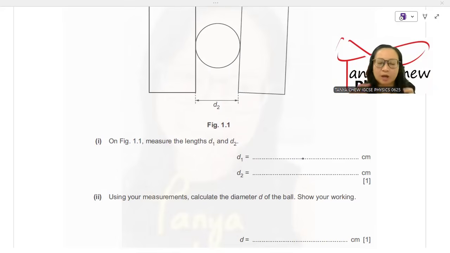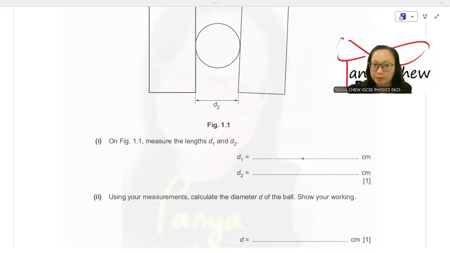About D1 and D2, you are definitely using your cm rule, 15 cm or 30 cm rule, to measure D1 and D2. Before you record your readings, please bear this in mind. As long as you use apparatus, your cm rule serves the same purpose as the meter rule in the lab. So that is also being called one of the apparatus. As long as you are using apparatus, you have to record the readings by following the decimal points of the sensitivity of that particular apparatus.